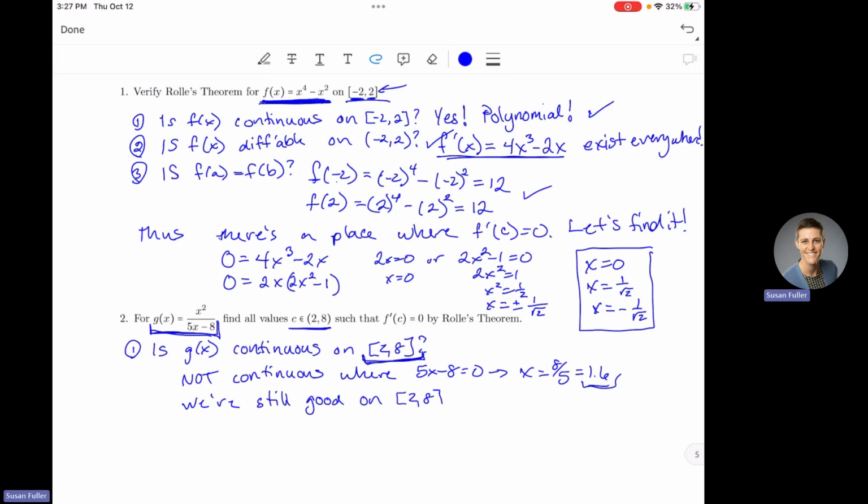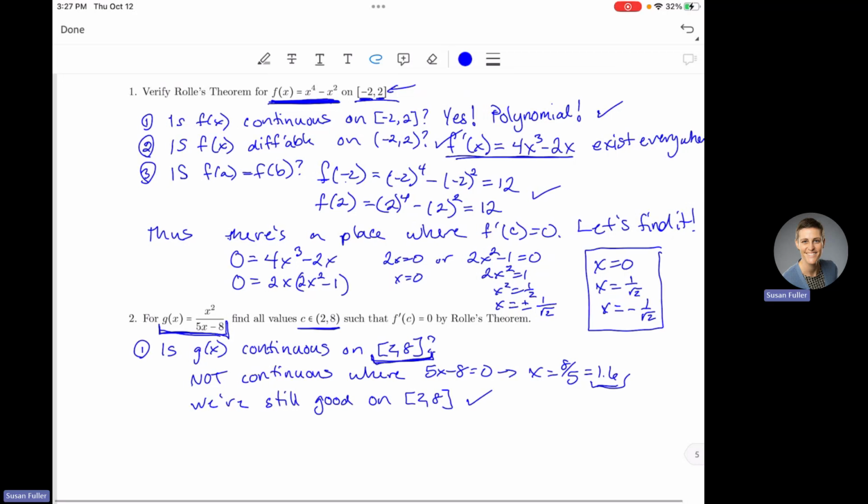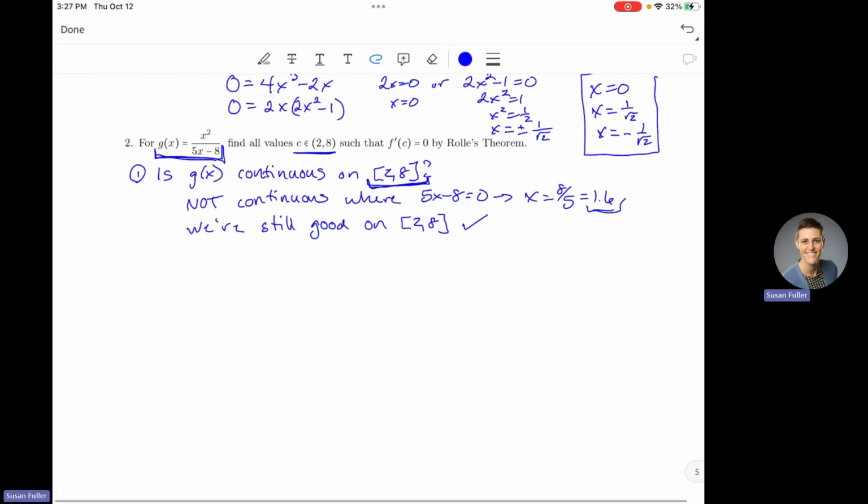So we are A-okay. My discontinuity happens outside my interval. I just need to be continuous in my closed interval. So that's fine. And then number 2, the second hurdle that we have to get over here is: is my function differentiable on the open interval? So are we differentiable between x equals 2 and x equals 8?